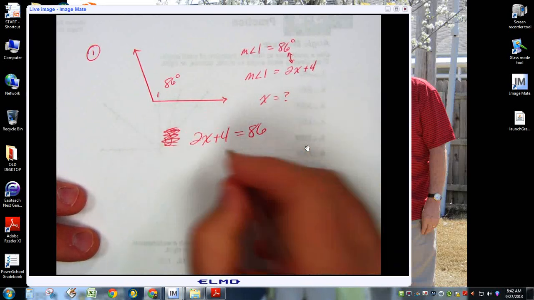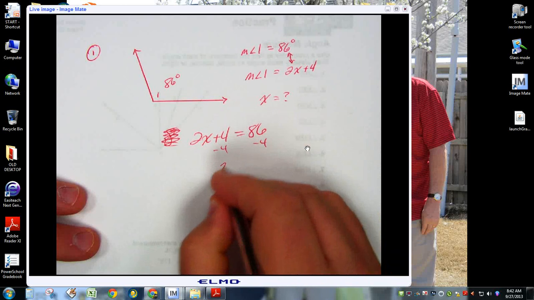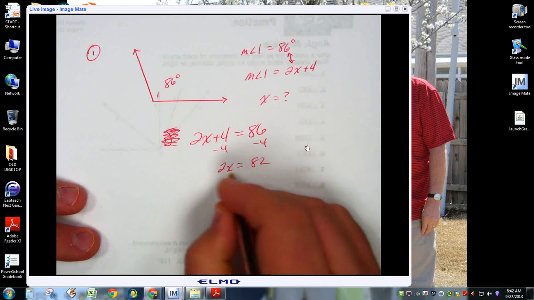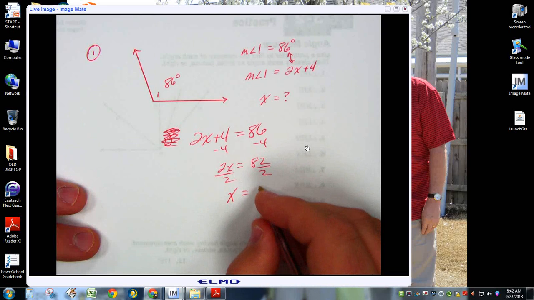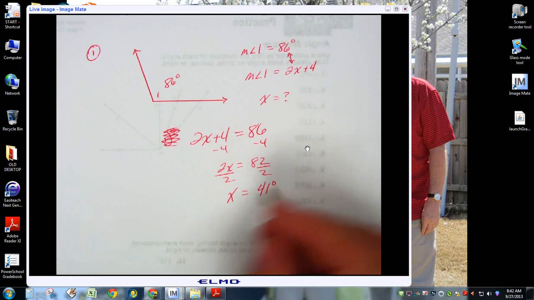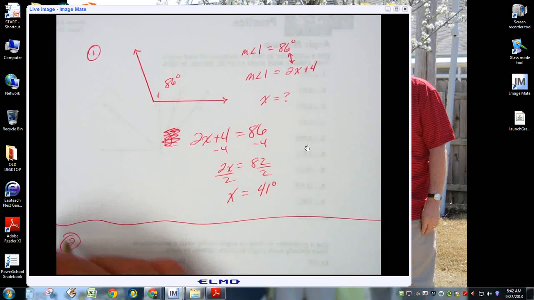Easy peasy, right? Subtract 4, subtract 4. 2x is equal to what? 82, divided by 2. What is x equal to? 41. Isn't that pretty easy? Yes, sir.